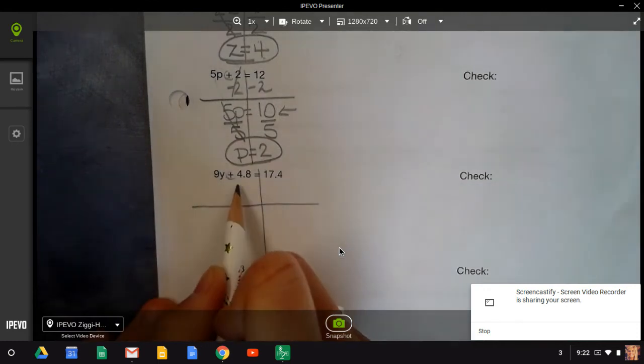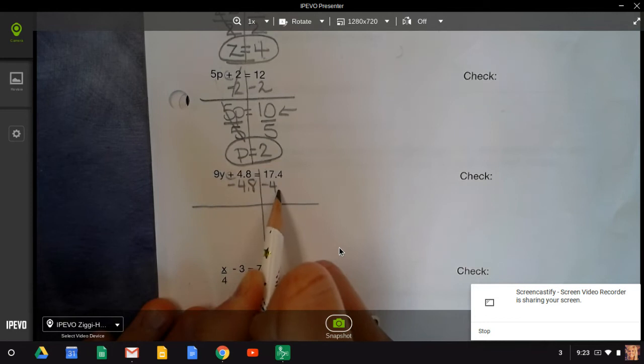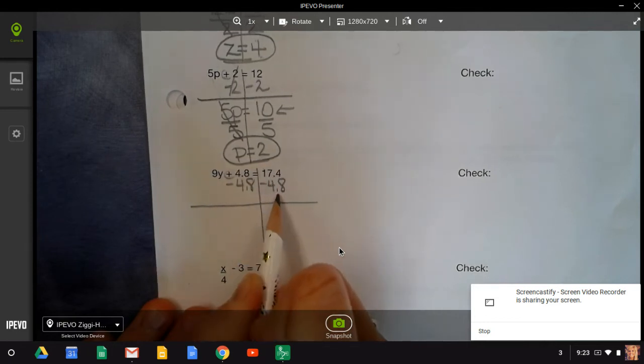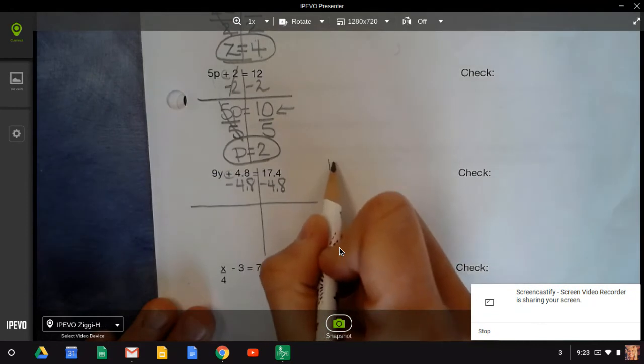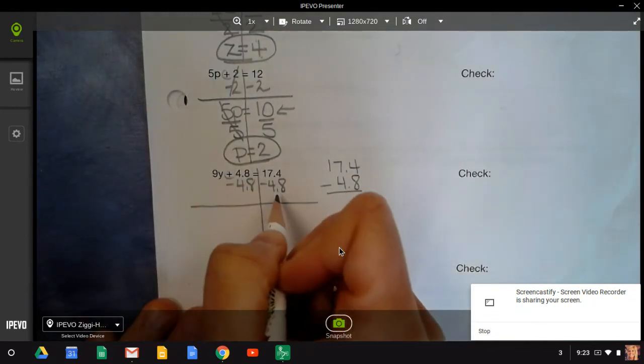Since this is adding, we're going to subtract 4.8. Make sure you bring the decimal with it. When you line these up, you want to make sure that you line up your decimals carefully. If you write large, if you want to do this off to the side, feel free, but just make sure you write it back down over here as well.